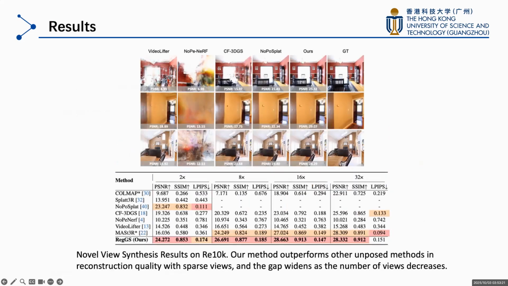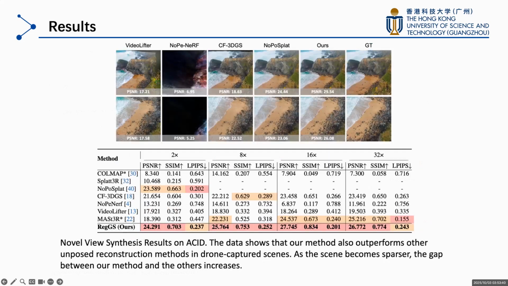In experiments, we first evaluate on the Re10K dataset. Our method clearly outperforms other unposed methods under sparse views, and the gap becomes larger when the number of input views decreases. This shows that RegGS is especially strong when the data is very limited. We also test on the ACID dataset. The results show the same trend. As the scenes become sparser, our method performs even better compared with the baseline. This means RegGS is robust both in indoor and in large-scale outdoor scenes.